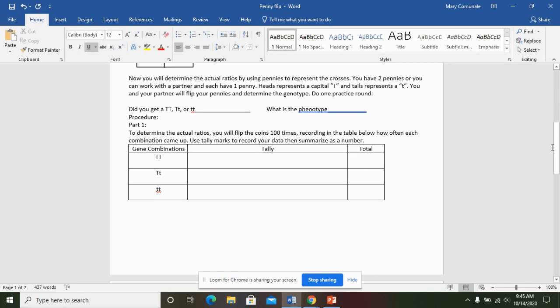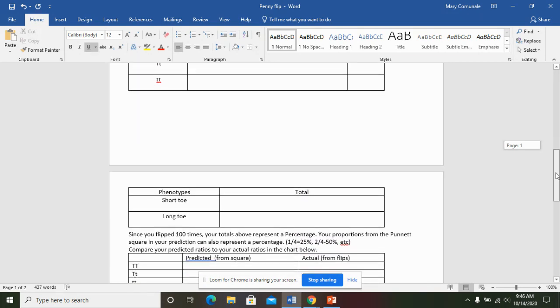Part 1, to determine the actual ratio, you will flip the coins 100 times, recording in the table below how often each combination came up. You're going to use tally marks to record your data, then summarize this as a number. We're all about ratios when we're working with Punnett squares, so we really want to have a true representation of how many times homozygous recessive comes up versus the other two options, dominant or heterozygous, which is also dominant. So you'll use tally marks going across here, and you're doing it for a total of 100. So your numbers over here on the side should equal 100 by the end of it.